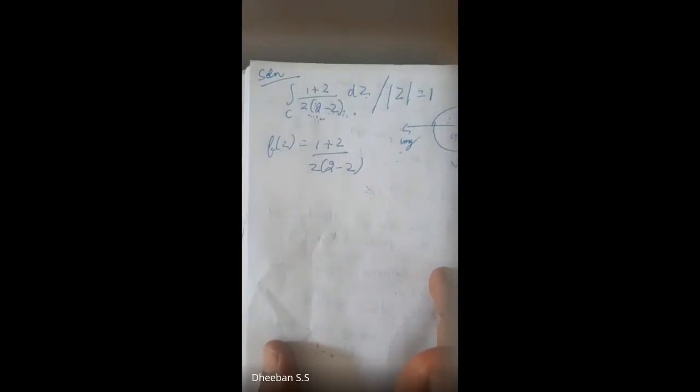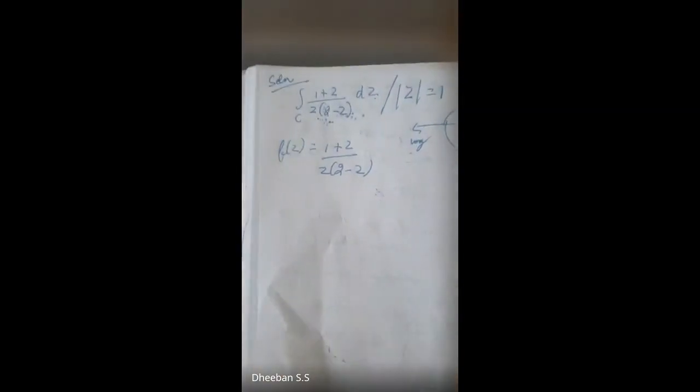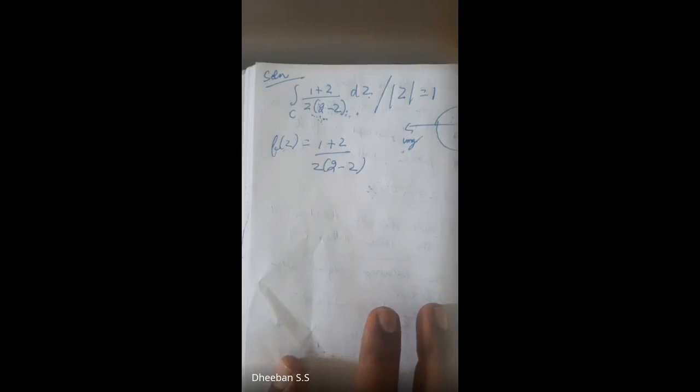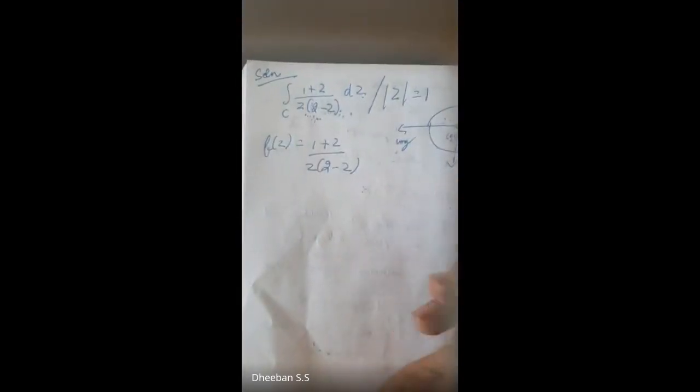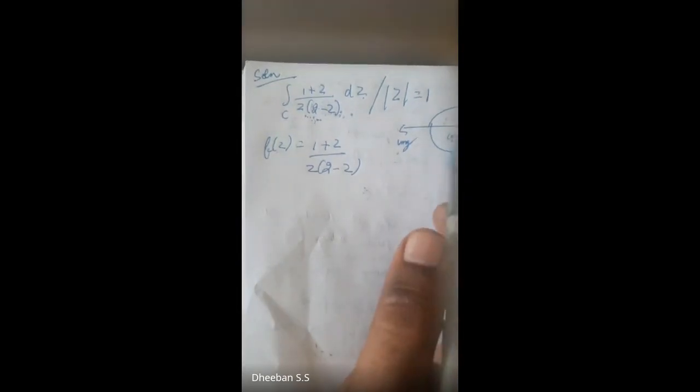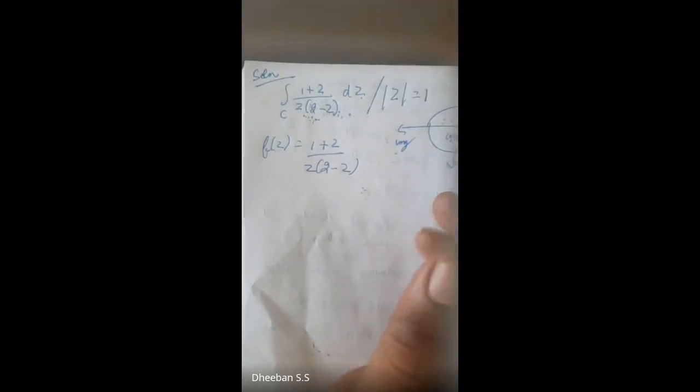If you still don't know about poles and zeros, you have to go and see your control system notes. I can't do anything regarding that. So just refer to your control system notes regarding poles and zeros, then only you will be able to understand. Otherwise, it's very difficult to understand this entire subject itself.